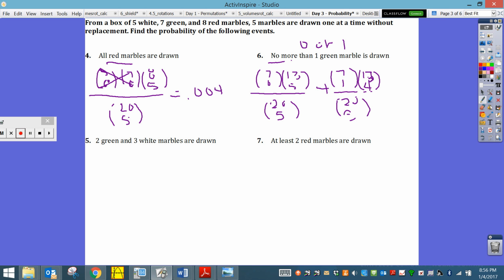Now a key thing here you might notice is that I have 20 choose 5 as both denominators. So I really don't need to separate these out as 2 different probabilities. Instead, I can take this second one away and really make this one big fraction. So I don't have to type it in a bunch of times.